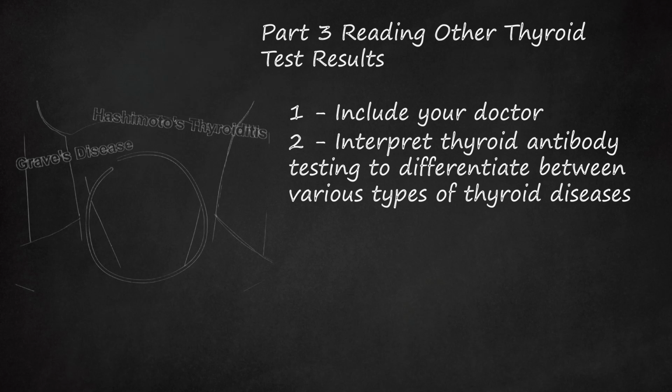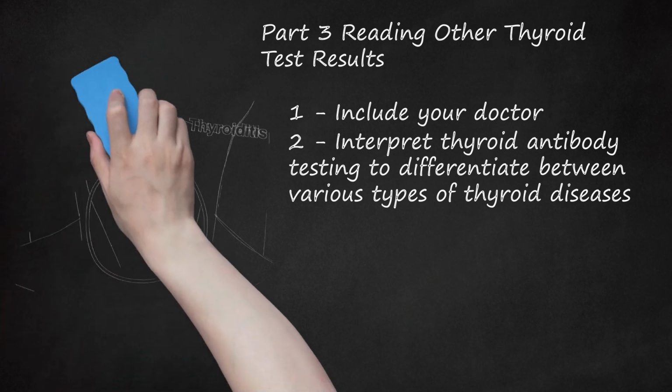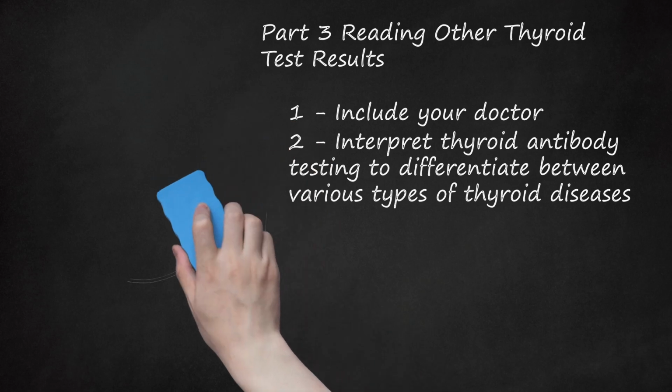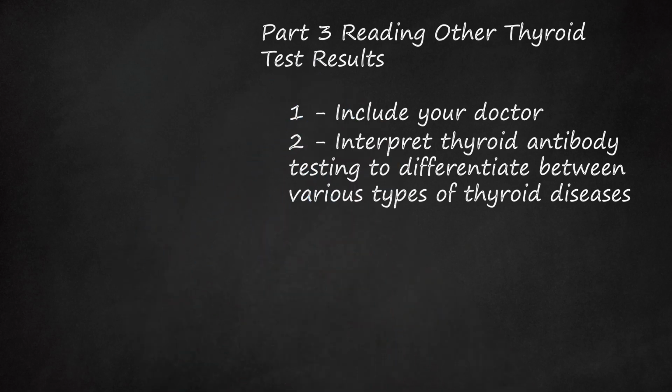TPO, thyroid peroxidase antibody, may be elevated in autoimmune thyroid conditions such as Graves' disease or Hashimoto's thyroiditis. TG, thyroglobulin antibody, may also be elevated in Graves' disease or Hashimoto's thyroiditis. TSHR, TSH receptor antibodies, may be elevated in Graves' disease.